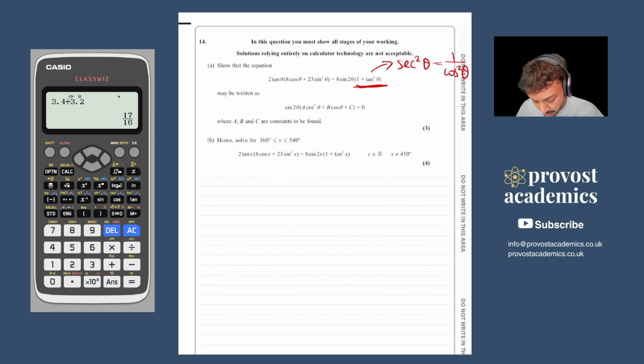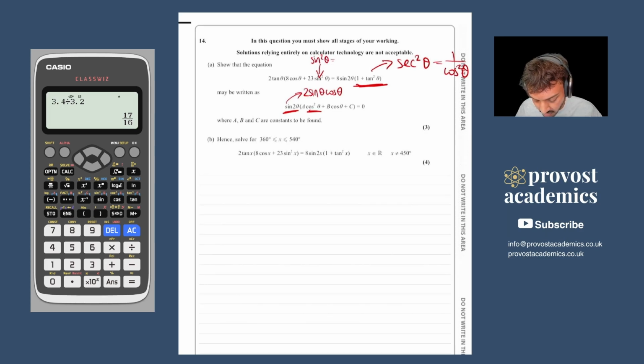Cool. And looking at this, we need to have something that is 2 sine theta cos theta, so we need to make something that looks like that. We have cos squared in there, so I presume that comes with the sine squared. Again, it's the same formula that I just went over. Sine squared is equal to 1 minus cos squared.